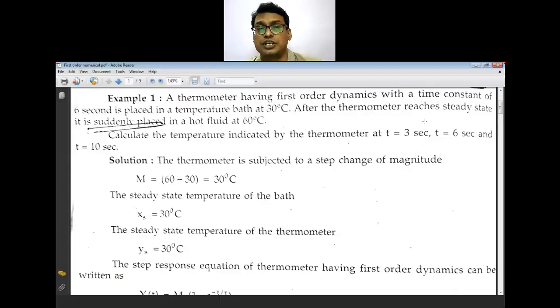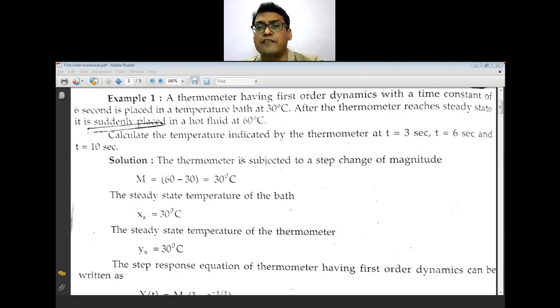The first numerical is related to the step change. We can consider four numericals: one related to the step change, one related to the ramp change, one related to the impulse change, and one related to the sinusoidal change. One by one we will see these numericals.